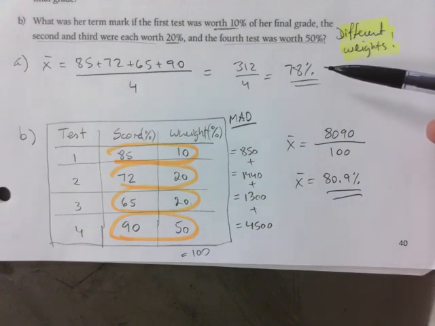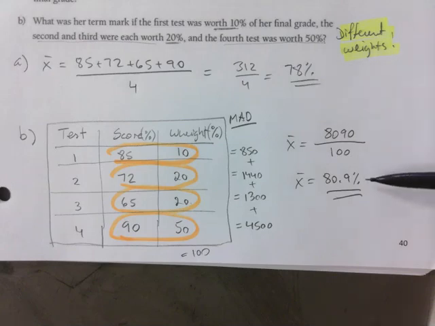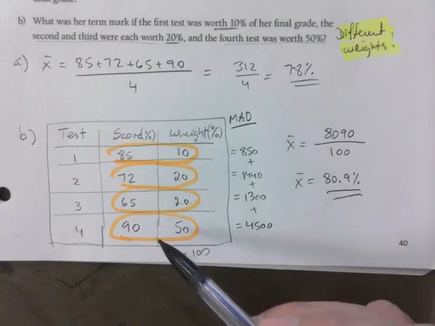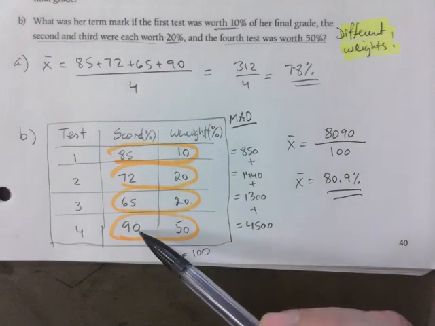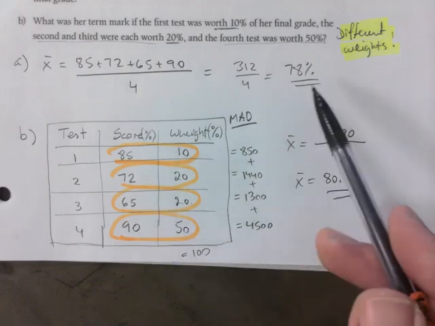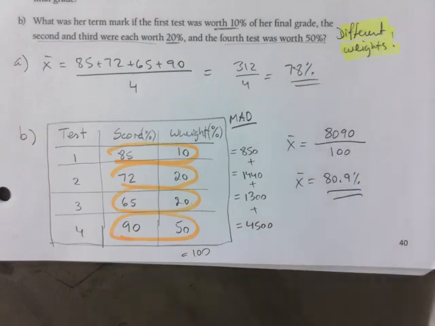Which one do you prefer? Weighted mean or regular, no weights to it? In this case, weighted. Because what if you had done really well on the first one and you didn't do so well on the last one? Then you probably want regular, right? So you have to check.